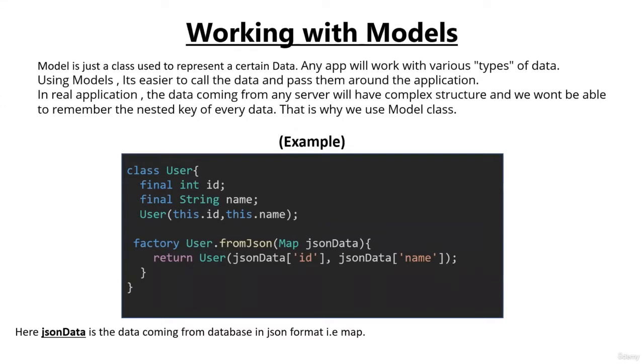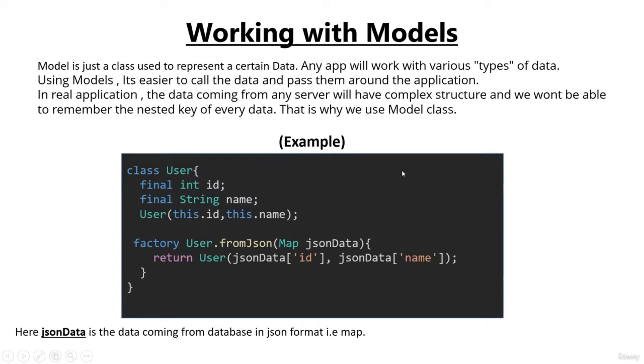If you remember from the earlier examples, we used to pass data from one screen to another directly, that is, the map itself or the map value. But in a real application, the data coming from the server will have a complex structure, and we won't be able to remember the key of every data. That is why we use models.